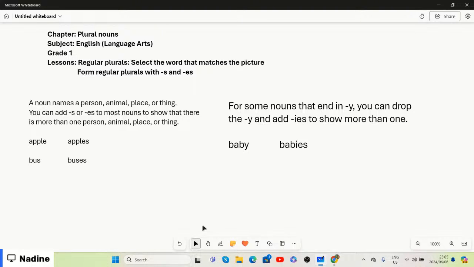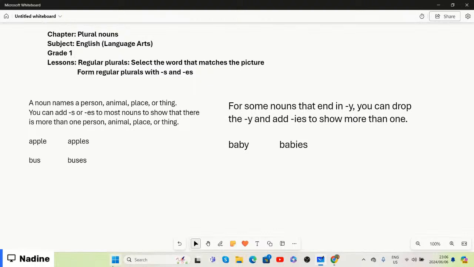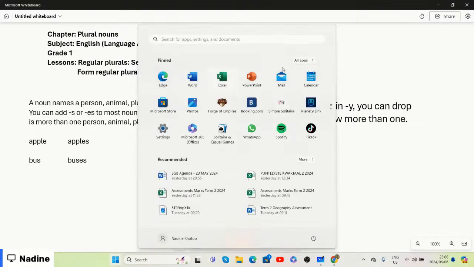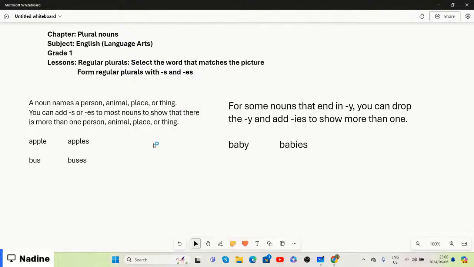All right, so when it comes to regular plurals, or plural nouns, let's call it like that. In our previous lesson, we spoke about nouns, right? And we said a noun names a person, a place, an animal, and even a thing. So that is our nouns. Now our lesson is plural nouns, and we're going to find out what singular means and what plural means.